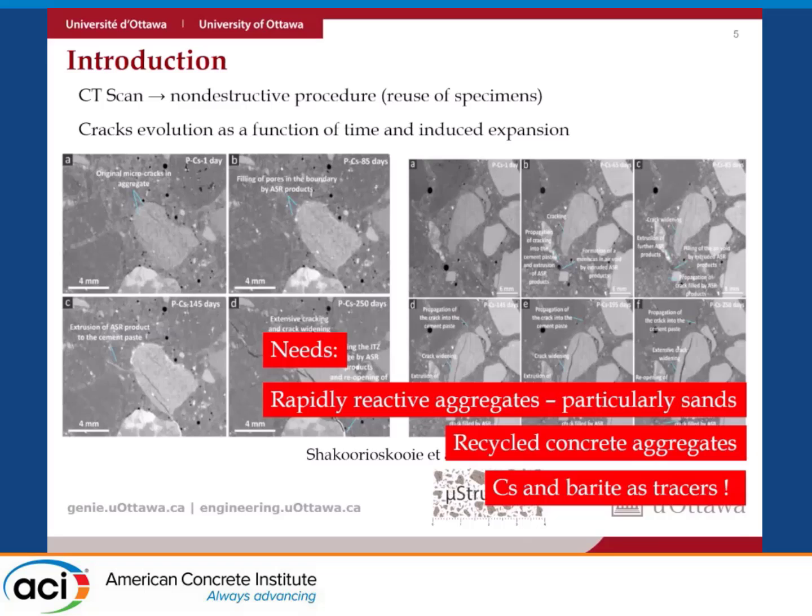Plus, what we try to do in this research is that in previous research using CT, the problem was to distinguish really the secondary products in the aggregate particles and the cement paste. So what we try to do is use cesium nitrate and barite as tracers as well. So they would generate much whiter products, and that will facilitate the evaluations.